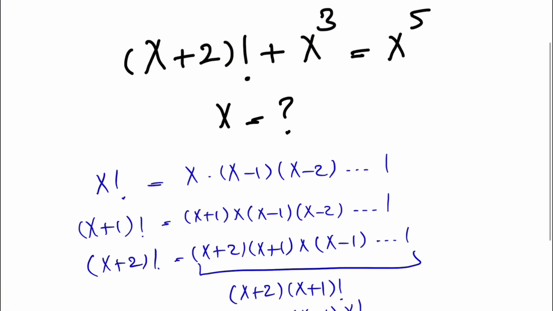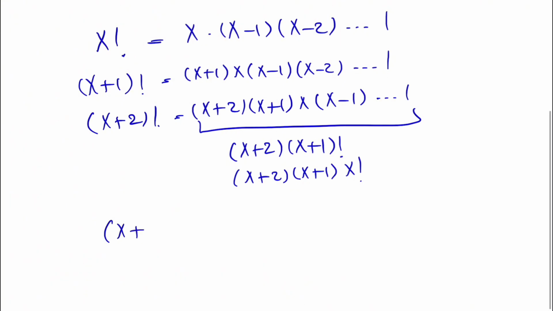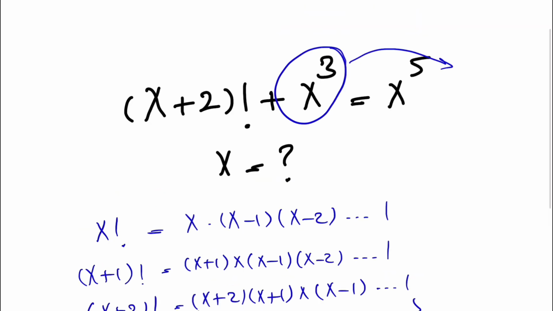And what we're going to do in here is bring the x cubed to the other side of the equation. We'll see both of these are x to the power of 3 and 5, so we can definitely factor x cubed if we bring the x cubed to the other side. So let's go with that, see what we get. (x plus 2)! is equal to x to the 5 minus x cubed. So our x cubed is a positive sign, so when it goes to the other side it becomes negative.